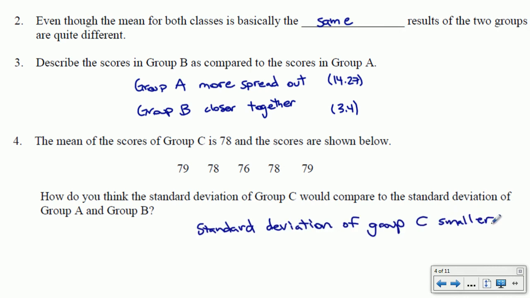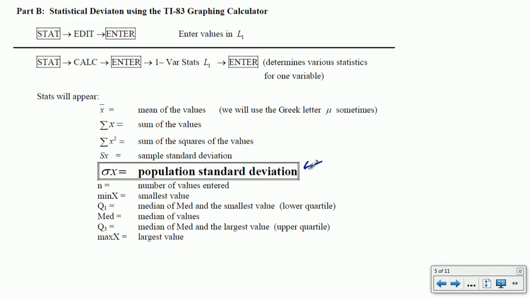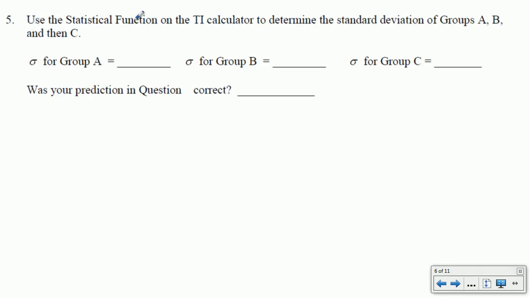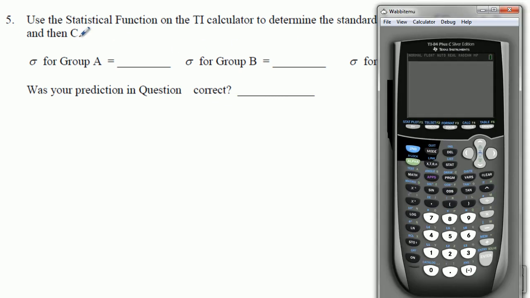Now that we know how to do that type of calculation on our own, let's see how it's done in our calculator. When we do the statistics, that's the number we're going to look for. We're going to use the statistical function on the calculator to determine the standard deviation of groups A, B, and C. So here's our calculator. We're going to edit the lists with the stat function.